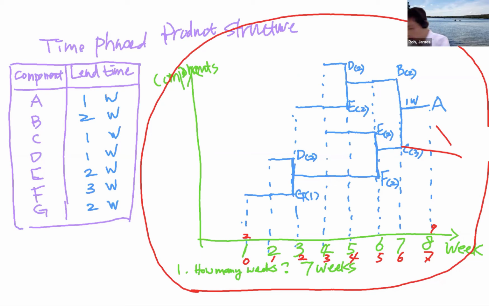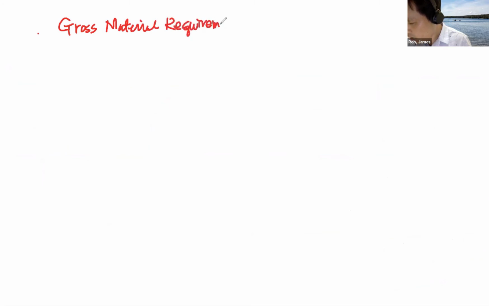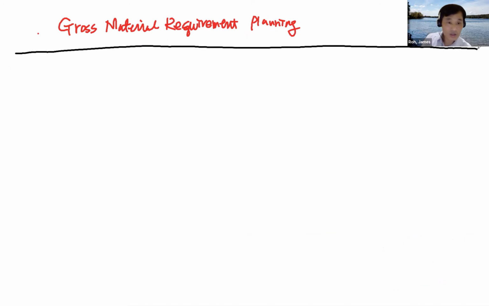So I'm going to go to the next thing to do. So that is gross material requirement planning. And this one is going to include everything that we have done so far. So we're going to go there.